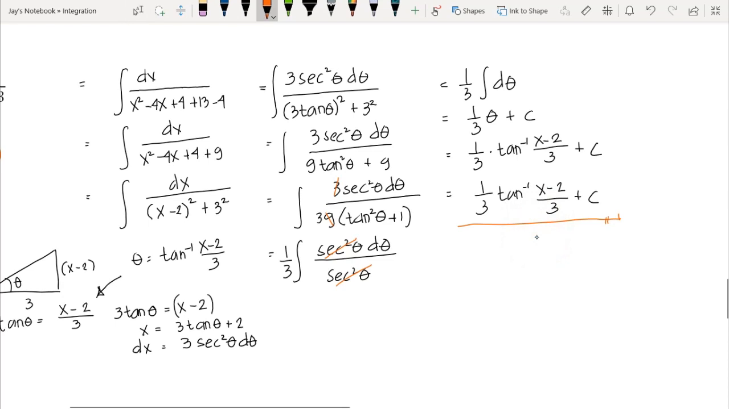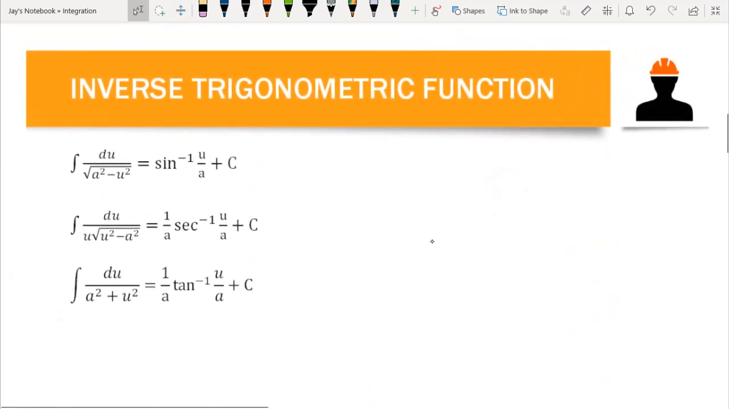But I know it is quite long, or it is a very tedious procedure. So let's try to use the integration rules that we introduced in the past video. We have these three integration rules, but the only rule that we could apply to the problem is the integration of du over a squared plus u squared, since it does not involve a radical, and we have already identified a squared and u squared. So we can use this form that is equal to 1 over a arctangent of u over a plus c.